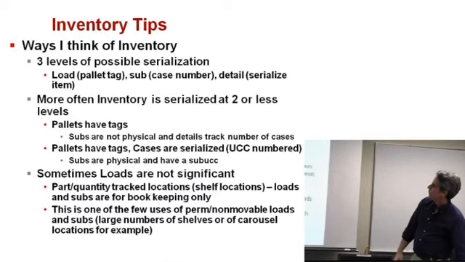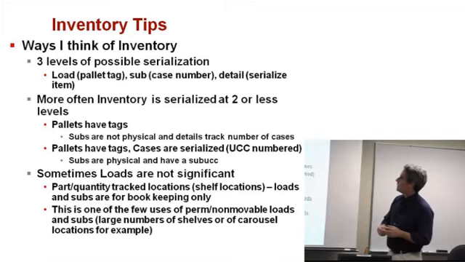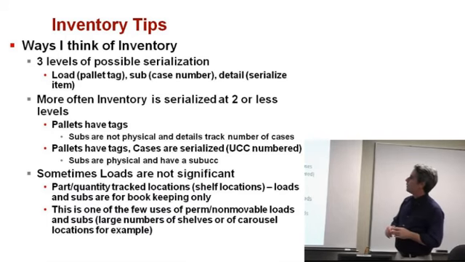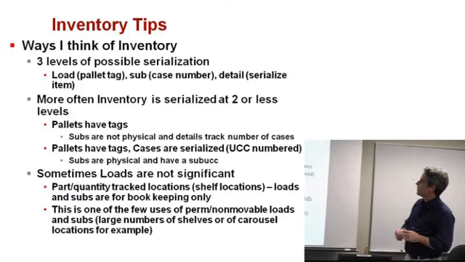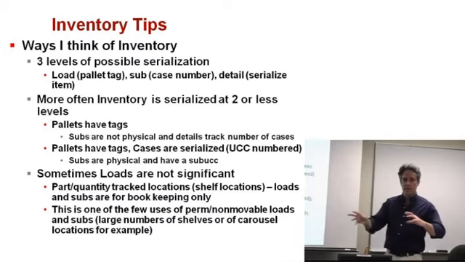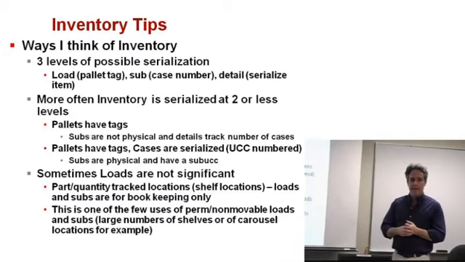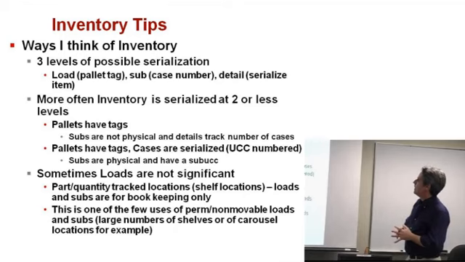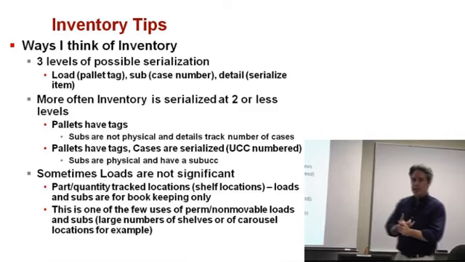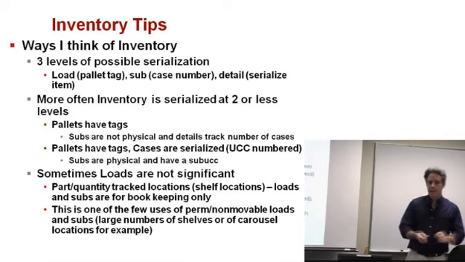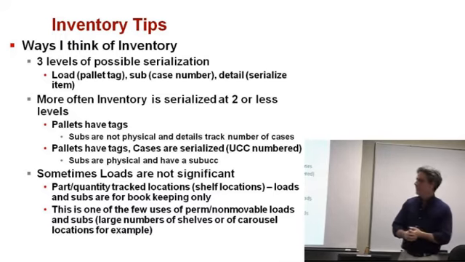So, going back to this idea of load, sub, detail, there are three levels of possible serialization. I'm not talking about some of the additional component serialization stuff that we've added in, but the main levels of straight inventory serialization. You had load, like a pallet tag, sub, a case number, and detail, and you could actually have serialized pieces within a serialized case on a serialized pallet.